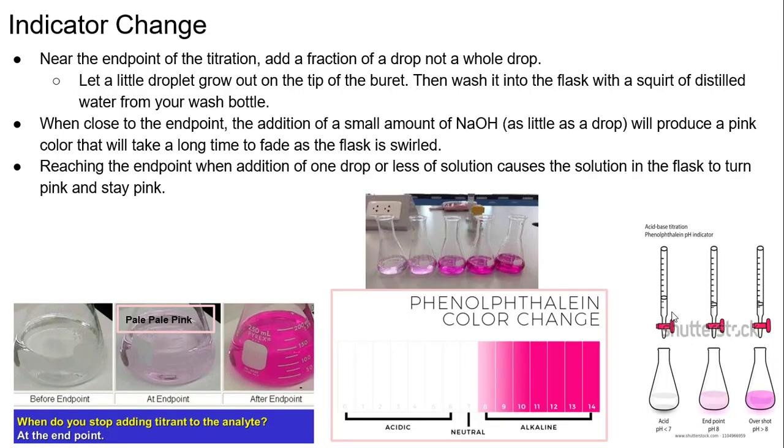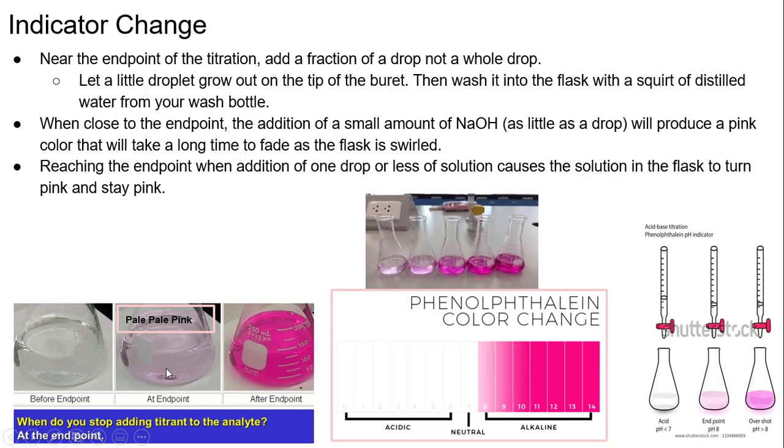The indicator. These are samples of the indicator. This is phenolphthalein. It changes colors at approximately a pH of 8 at the end point. When close to the end point, it will change color. So here you will start with a clear solution. Phenolphthalein is clear in acidic conditions. So what you can't see here are numbers that are written. It'll stay clear in acidic conditions, and as it gets to approximately 8, it will change to a pale pink.